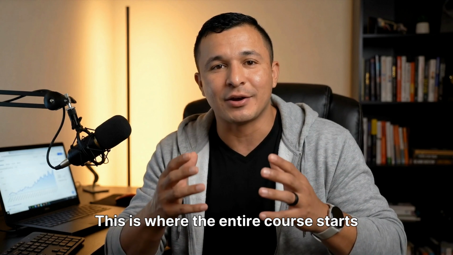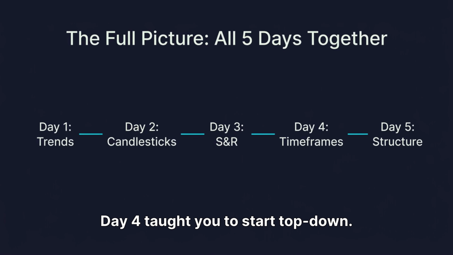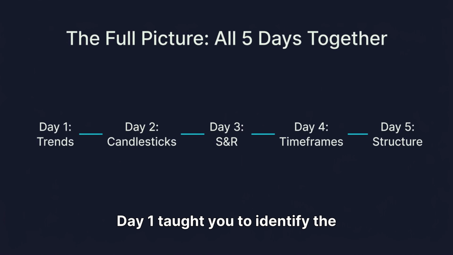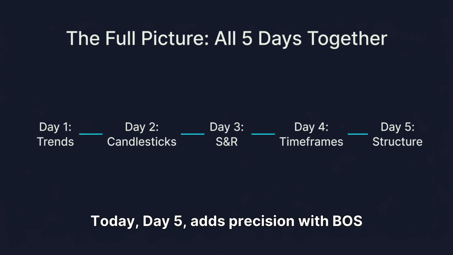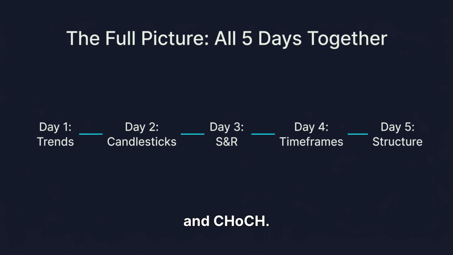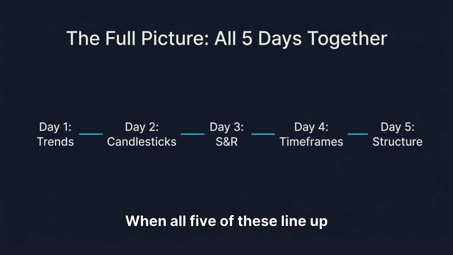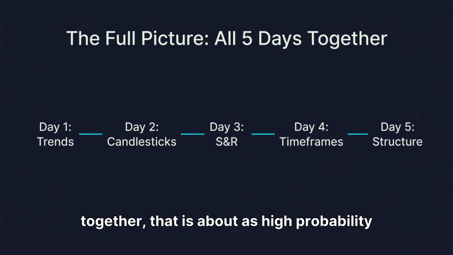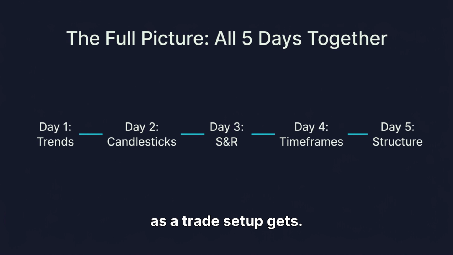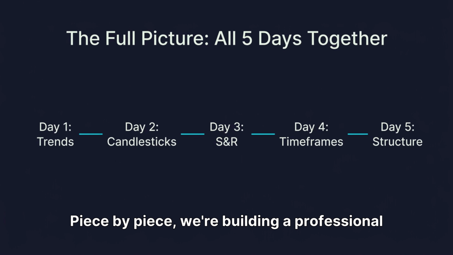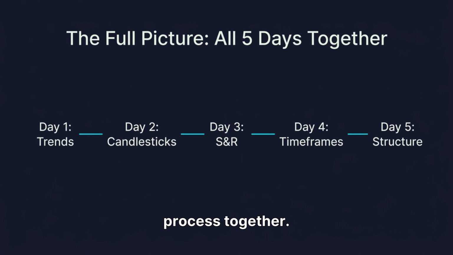This is where the entire course starts coming together. Day 4 taught you to start top down. Day 1 taught you to identify the trend. Today, day 5 adds precision with BOS and CHoCH. Day 3 gives you the key level, and day 2 gives you the candlestick confirmation. When all 5 of these line up together, that is about as high probability as a trade setup gets. Piece by piece, we're building a professional process together.